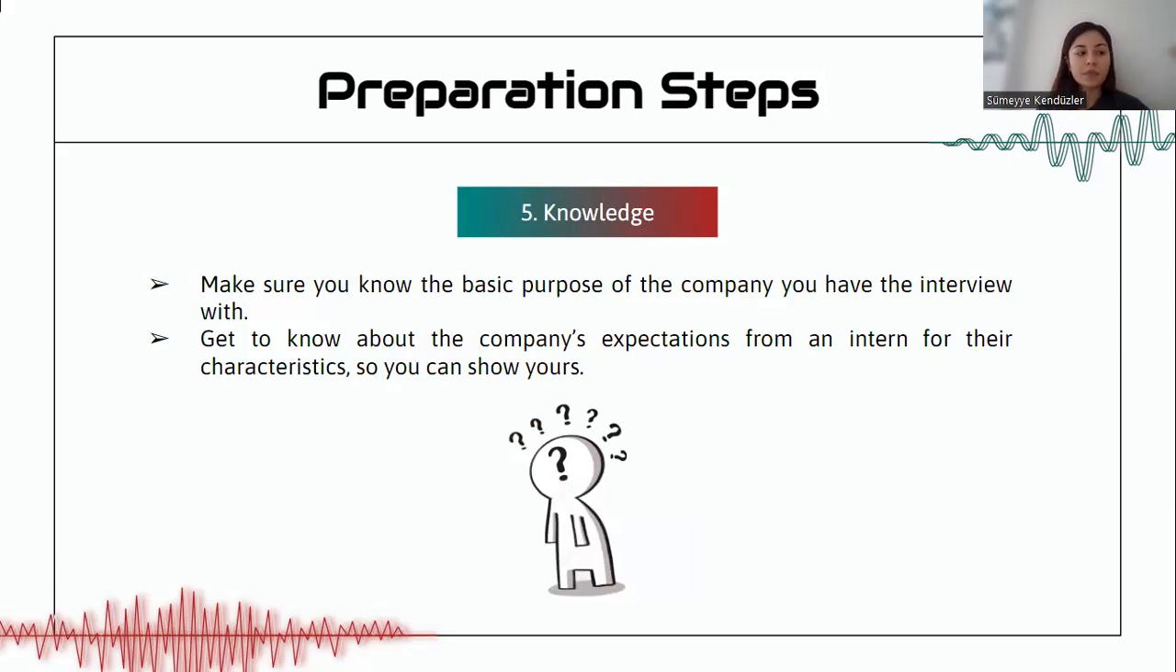If they have an interest in sustainable development goals, you can mention a purpose, or you can use some words during your speech to attract them. Get to know the company's expectations from an intern, the characteristics, so you can show yours. That means if they're looking for a smiling person or an ambitious person, you can highlight your words and some sentences to show your ambition, show your highlights, and so on.